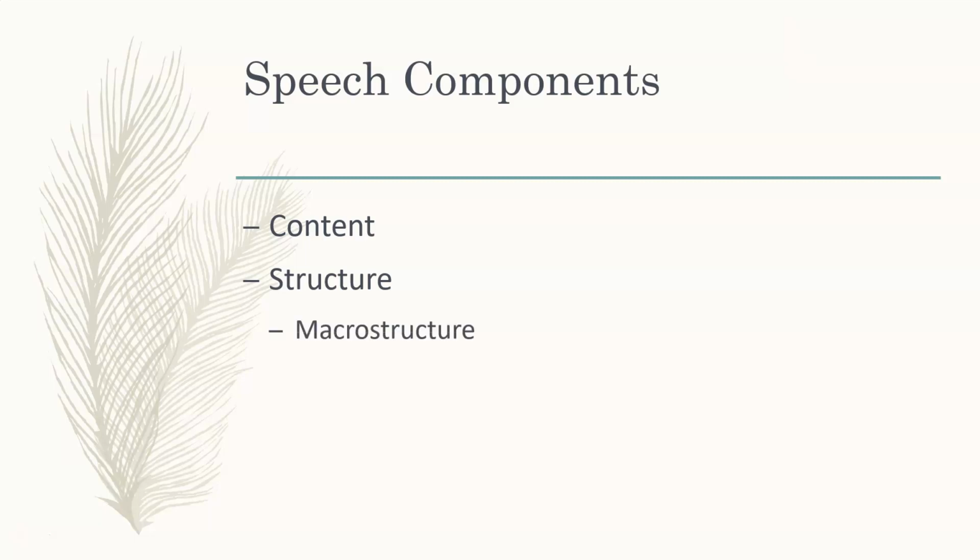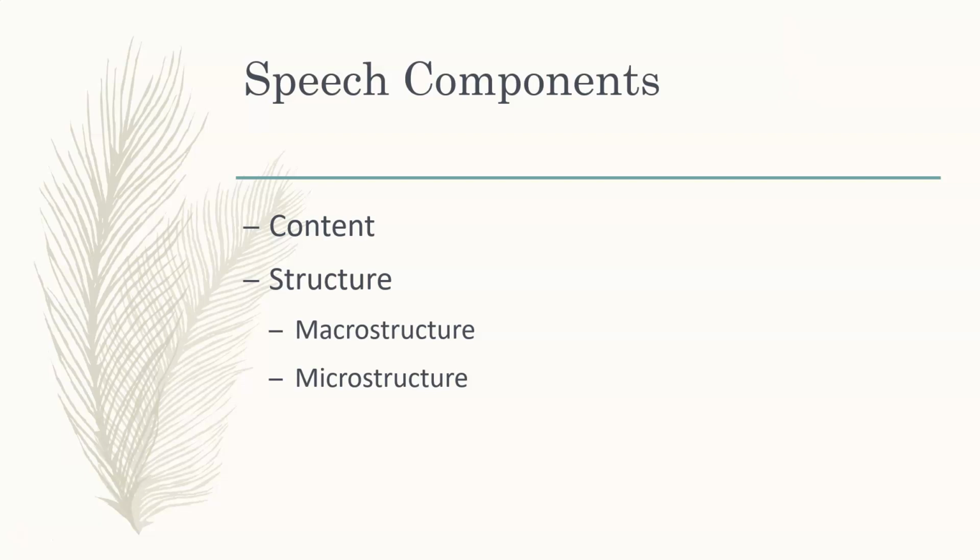The macro structure is going to be generally the large components like introductions, research citations, transitions, and conclusions. Macro means large, so the macro structure is the large structure components of a presentation. Micro means small, and the microstructure of a presentation is more the wording and vocabulary and the tone, kind of the small pieces that bring a presentation alive.